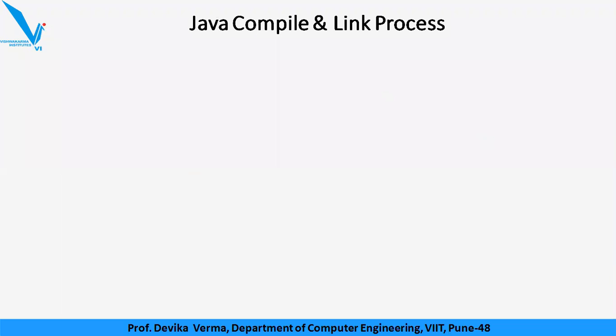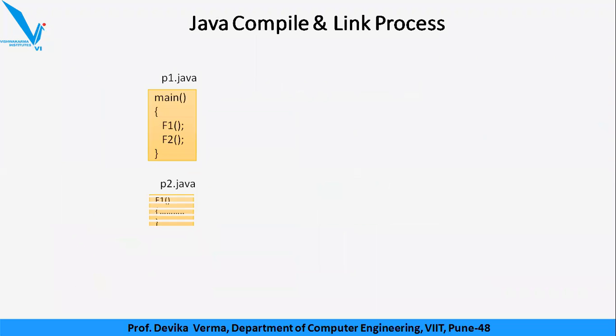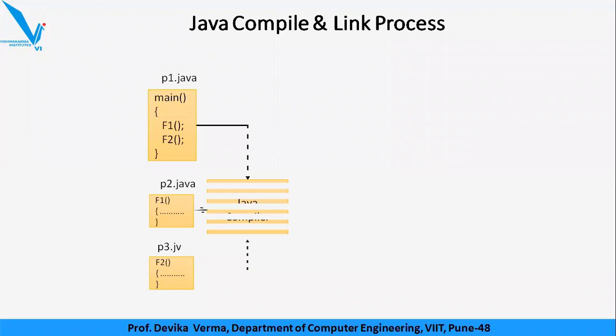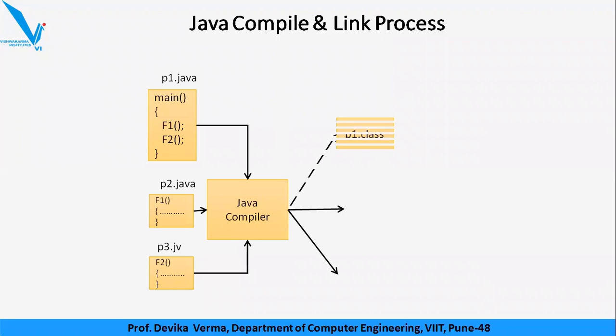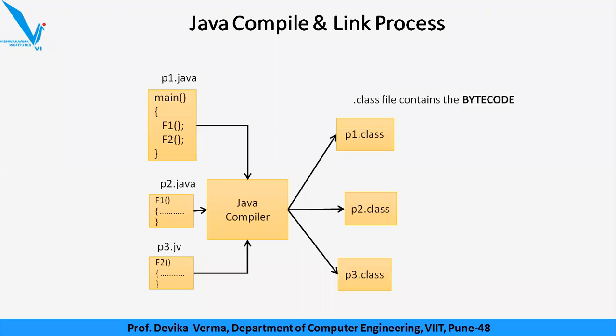Now what is the same process followed in Java? Let us look at it. Suppose you create the same program, written in the Java programming language this time, and you save it as p1.java, in which you are going to have two method calls again, written in two different source files, p2 and p3. Now the Java compiler is going to compile them and create three separate class files.